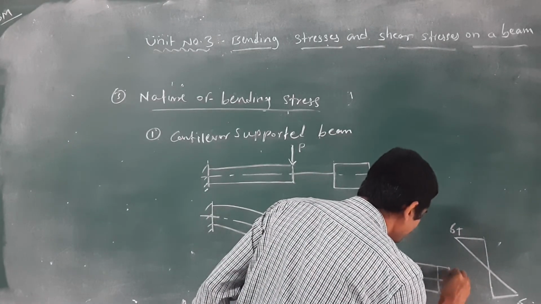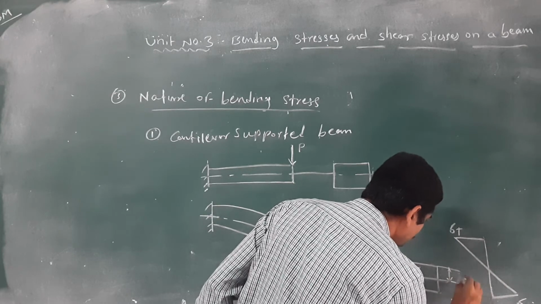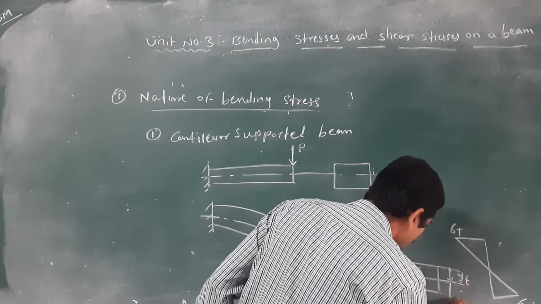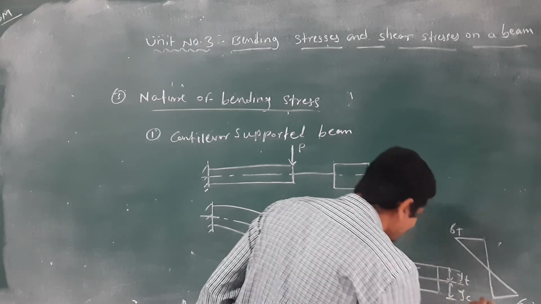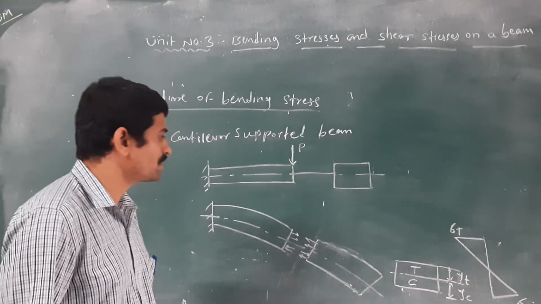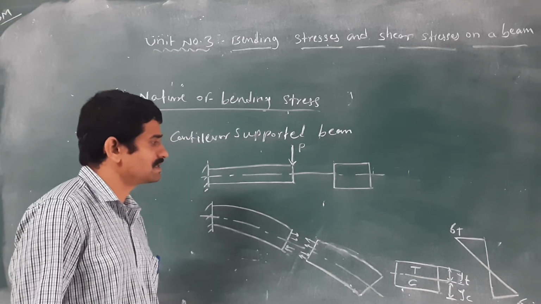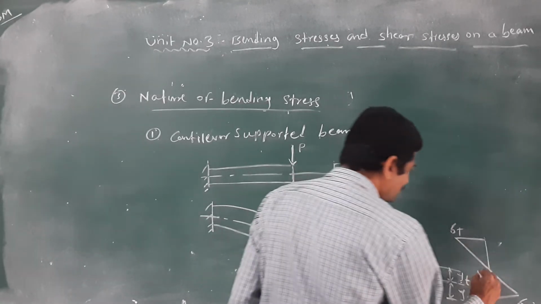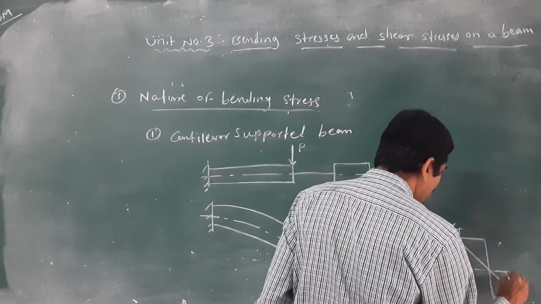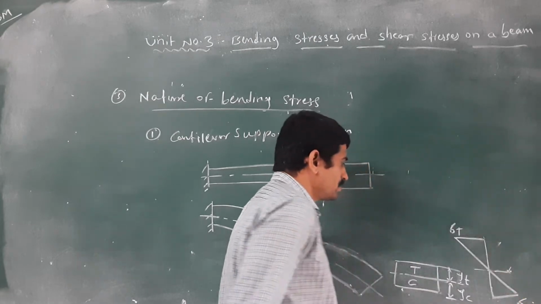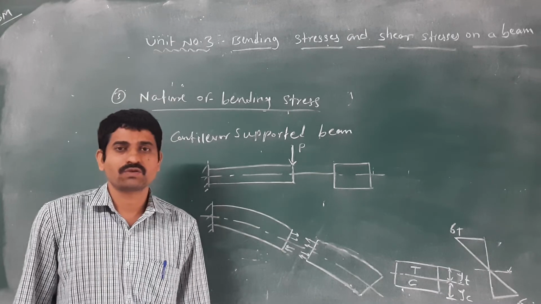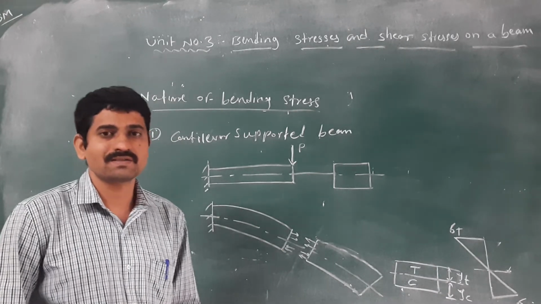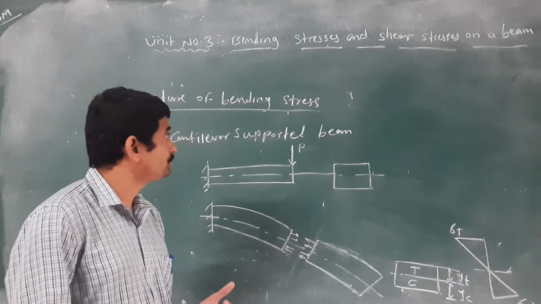Then this one is the YT, the distance from the top to the neutral axis, and YC is the distance from the bottom to the neutral axis. At the neutral axis you will get zero bending stress. Okay, I want you to get these three things. You have to remember that.